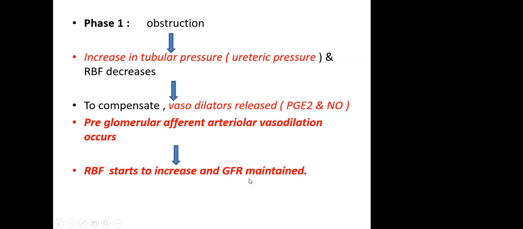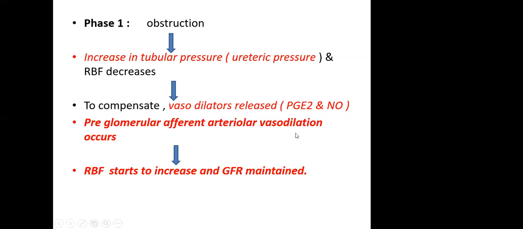So at initial presentation, at 1 to 2 hours, the patient will be normal only, because his own body's compensatory mechanism is able to compensate for the obstruction, so his GFR and renal blood flow are maintained. This is due to vasodilator release acting on the pre-glomerular afferent arteriole, causing vasodilation.